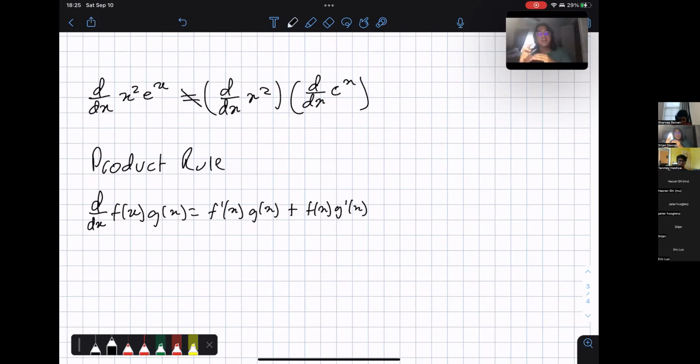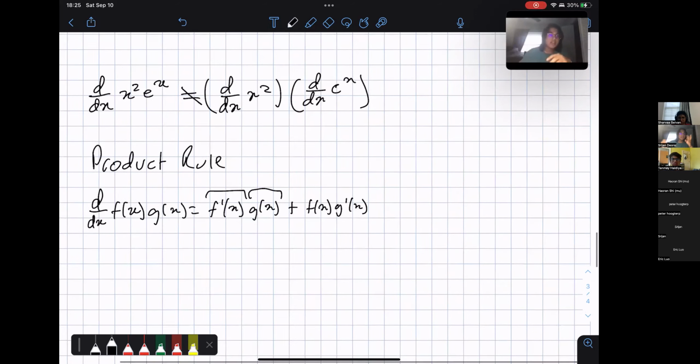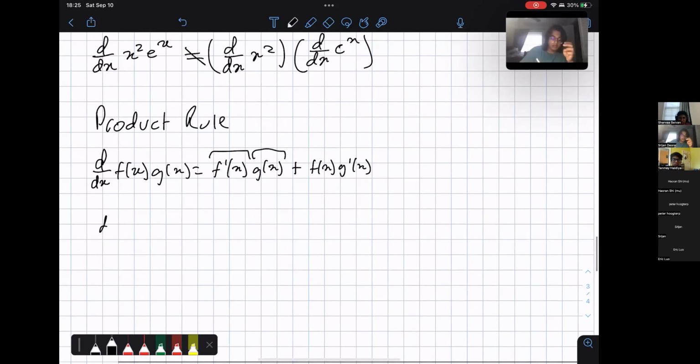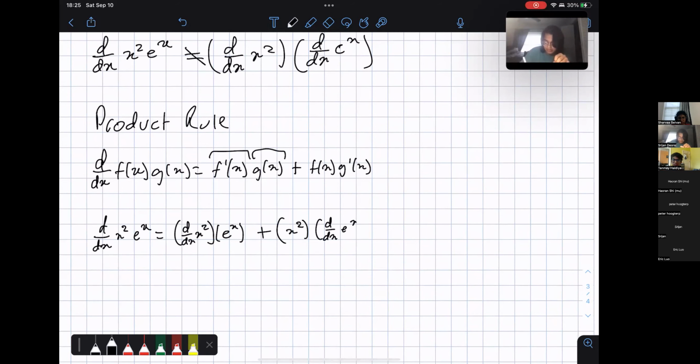So the derivative of two functions multiplied is equal to the derivative of the first function times the second function plus the first function times the derivative of the second function. So this will make a little bit more sense when we go back to the example we had above, the derivative of x squared times e to the x. So to do this, we have to take the derivative of x squared, multiply that by e to the x, and then add it to x squared times the derivative of e to the x.